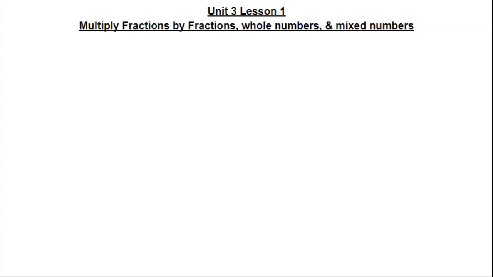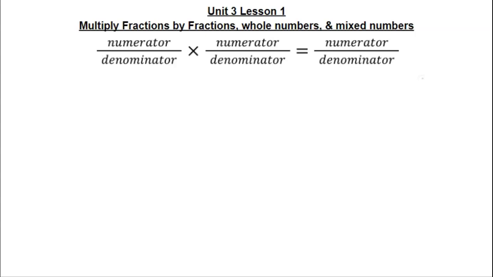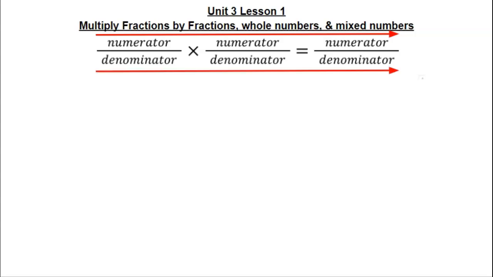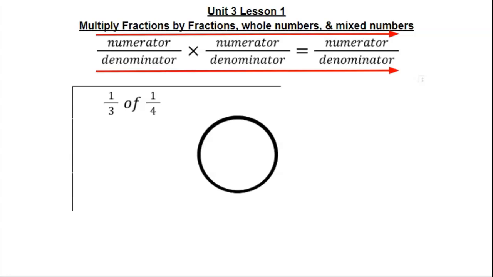Unit 3, Lesson 1, Multiply fractions by fractions, whole numbers, and mixed numbers. When you have a fraction and you multiply by a fraction, first you multiply the numerator times the numerator, and that will equal your numerator. Then you multiply your denominator times your denominator, which will equal your denominator.